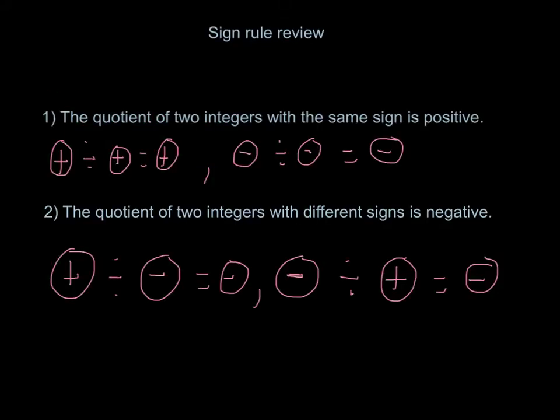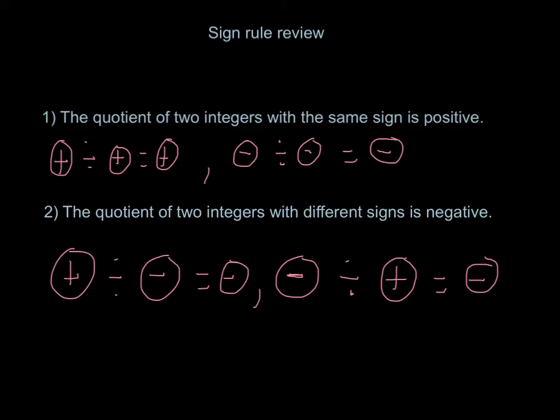So just to review quickly here, the sign rule hasn't changed when we're multiplying. It's the exact same. The first one is the quotient of two integers with the same sign is positive, so the end answer after you divide is always the quotient. So that means if we've got a positive divided by a positive, the answer is always going to be positive, and if we're dividing a negative by a negative, it is also going to be positive. The second one, the quotient of two integers with different signs is negative.